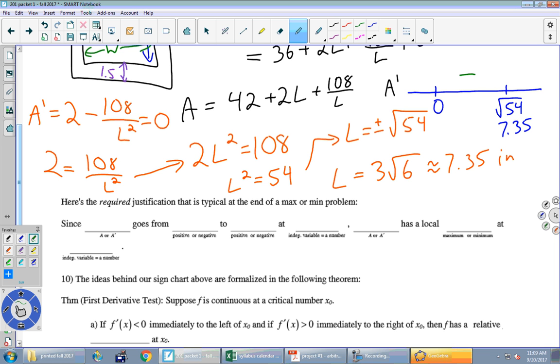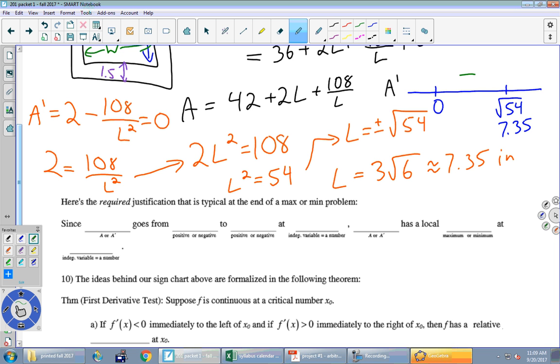We would get a negative not just for plugging 6 in, but for plugging in 5 and 4 and 3 and 2 and 1 and pi and anything between 0 and 7.35. For me, I would have plugged in 1, and I'd say, hey, 2 minus 108 over 1. Is that positive or negative? Negative. In fact, 6 is kind of close to the 7.35, and the closer you are to the critical point, the closer to 0 your answer is going to be, and I don't want anything anywhere near 0, because all I care about is positive or negative. So I typically pick numbers that are far from the critical points. So negative, any place between 0 and root 54.